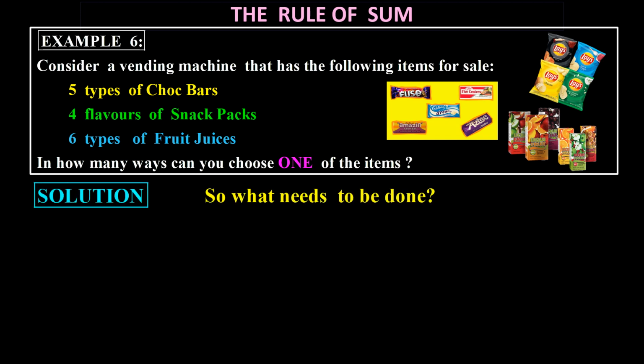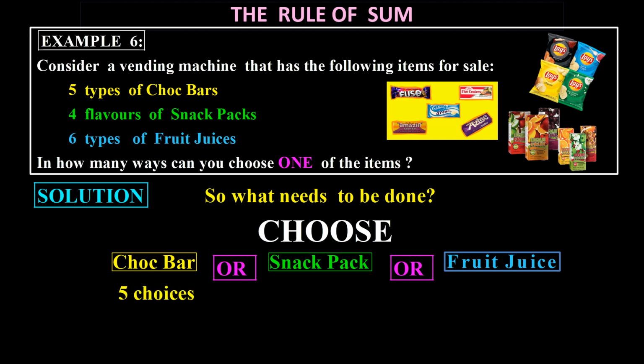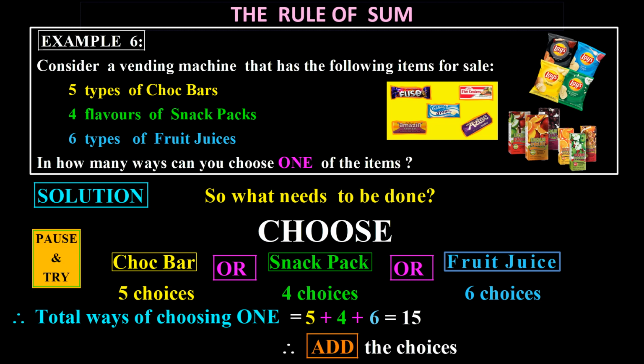So let's see what we need to do. We need to choose. You can either choose a choc bar, or you can choose a snack pack, or you can choose that, right? Now, choc bar, how many choices do we have? 5. Snack pack, we have 4. And for fruit juice, we have 6. So our total choices there would be 5 plus 4 plus 6. That means we add the choices there. We've got a total of 15 choices there.